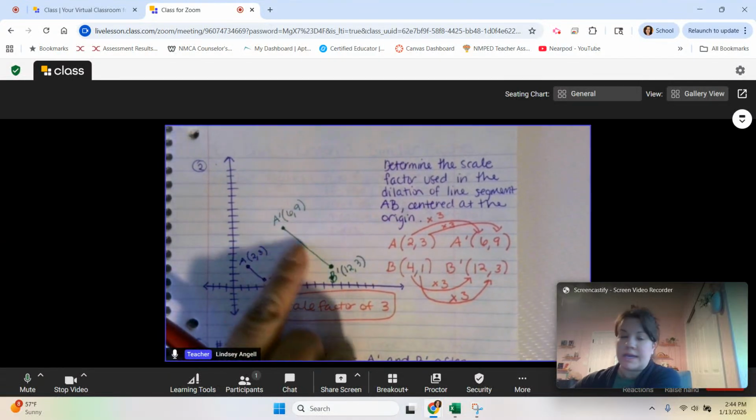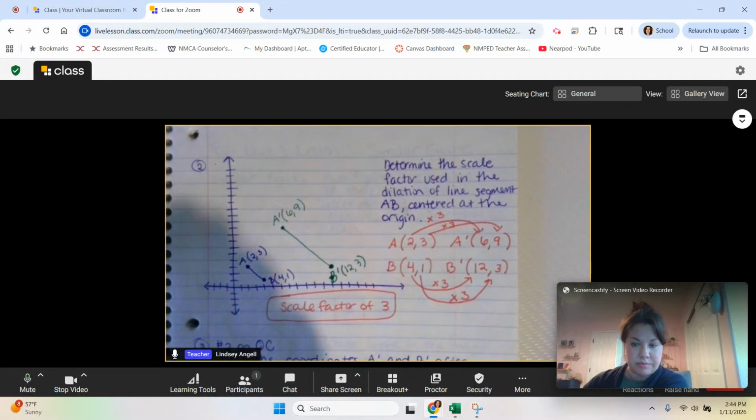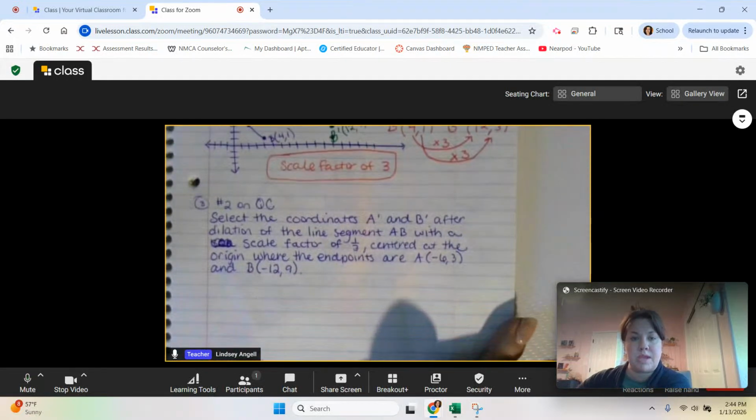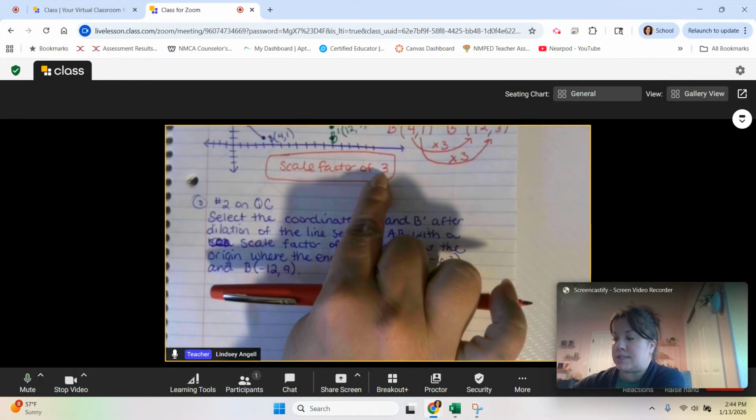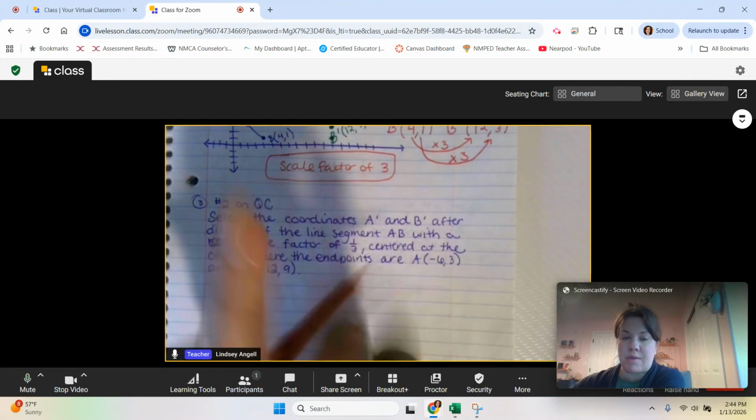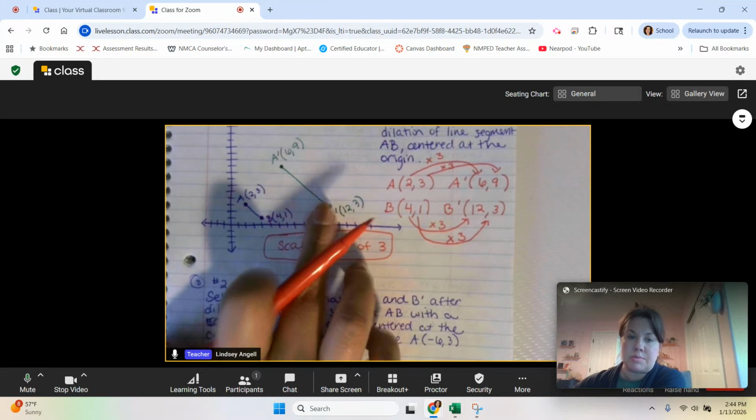Okay, so this line is 3 times the size of this line. And notice we had a scale factor that's larger than 1, and we went from a smaller line to a bigger line.